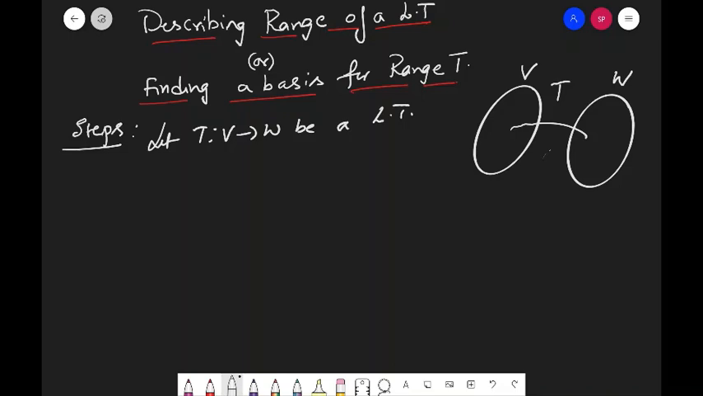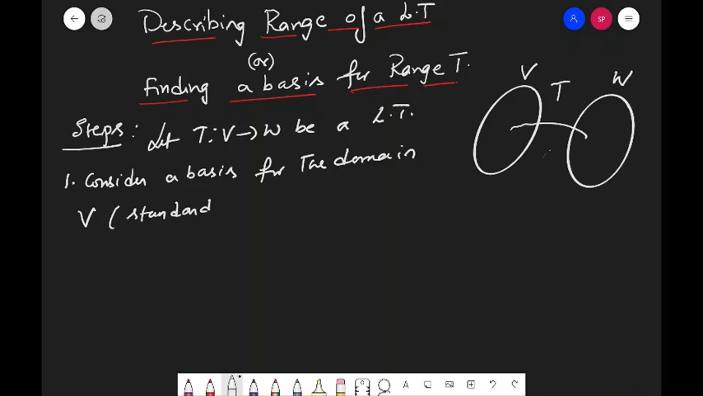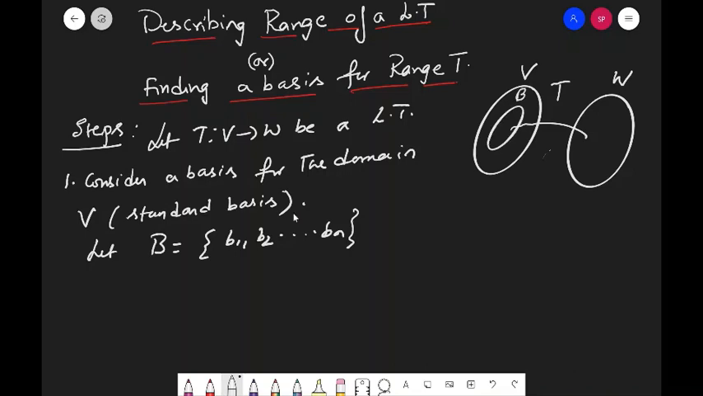Now the first step is to consider a basis for the domain V. Particularly I will take the standard basis. Sometimes it may be asked in the question to use another basis. If nothing is asked, we will take the standard basis, and let B equal the set containing b1, b2 and so on to bn, where this standard basis is in V. So in this the elements are b1, b2 and so on.